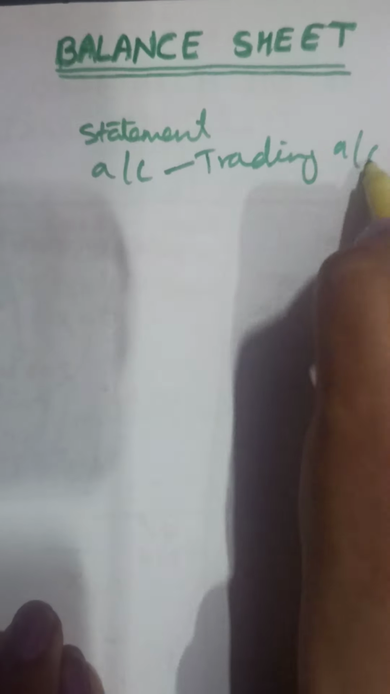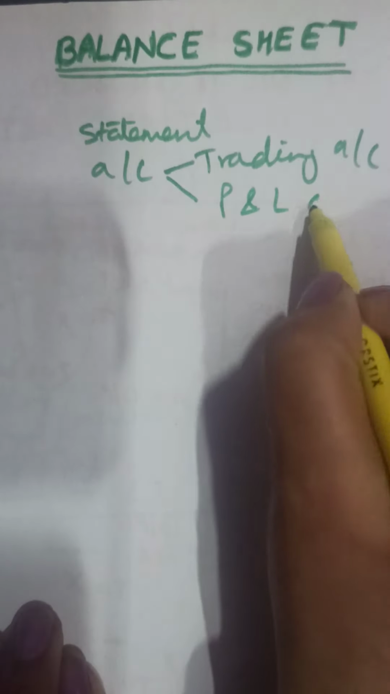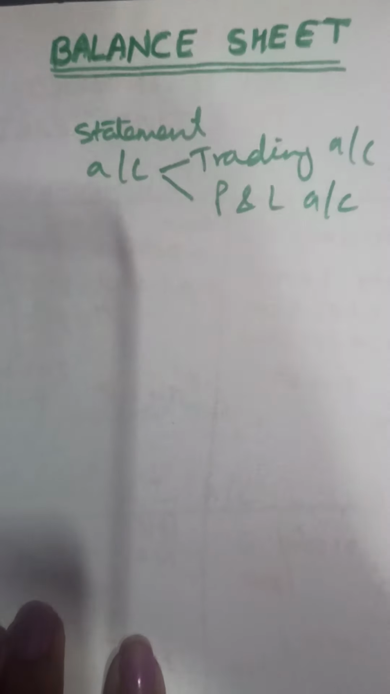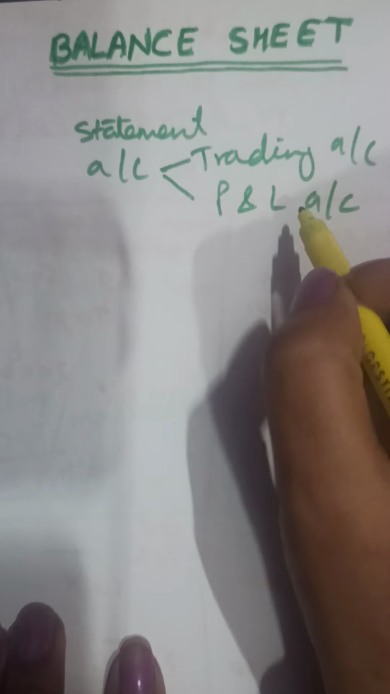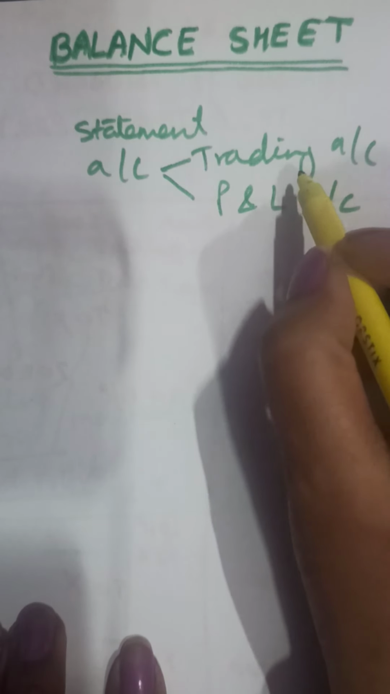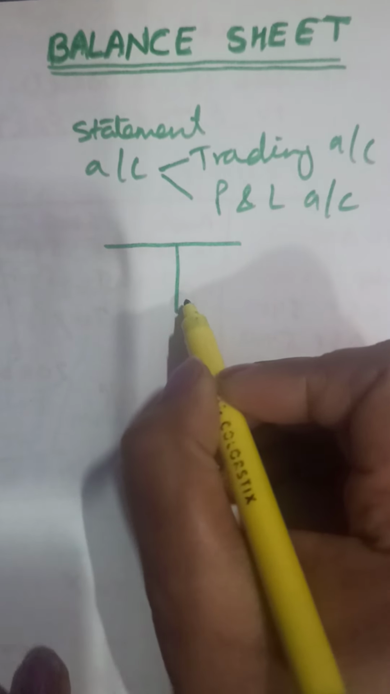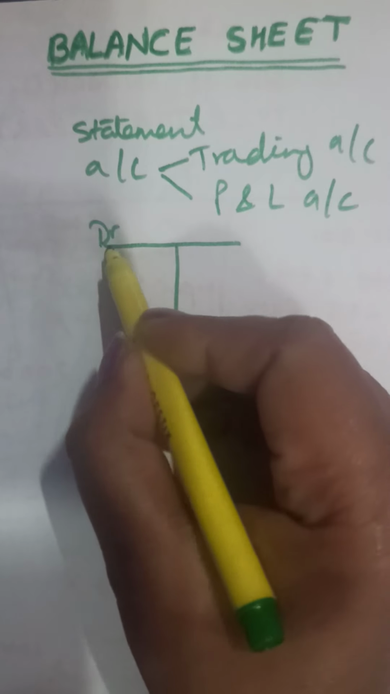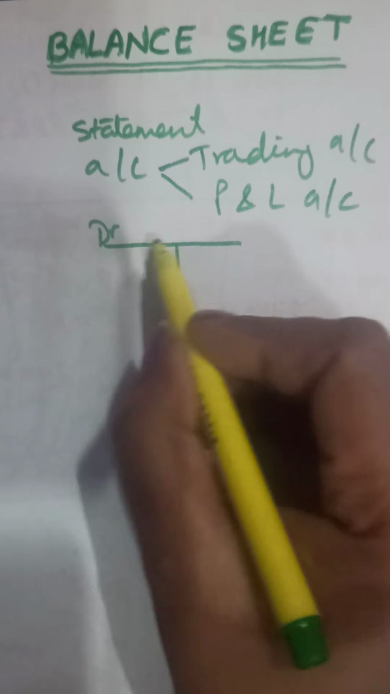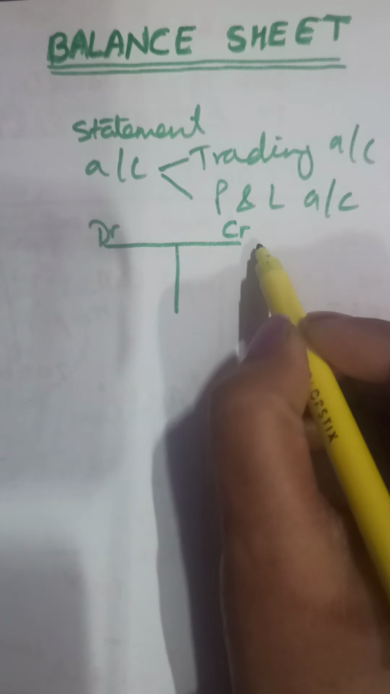Now girls, it is very important to understand the difference between statement and account. The previous two statements that we have learned were the trading account and the profit and loss account. Why have I named them account? That A/C stands for account. Why have I named these account and this as a statement? Because these two types of statements, they have a balancing figure. They are formed in T manner, a T-shaped format, which has the left hand side arbitrarily called as debit side and the right hand side called the credit side.